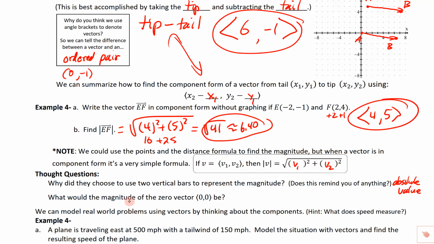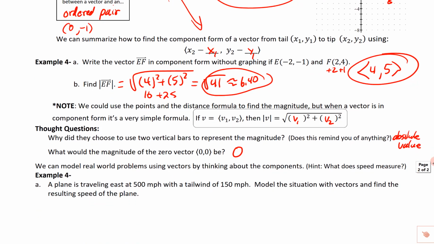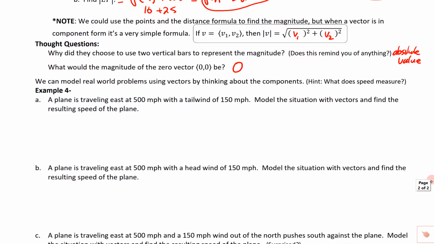And then it says, what would be the magnitude of the 0 vector? So 0, 0. So that means in component form, it starts at 0, 0, and it ends at 0, 0. So of course, the magnitude of that would be 0, and we could double check that by plugging it into the formula. Now we're going to take a look at a couple of real world problems right here.